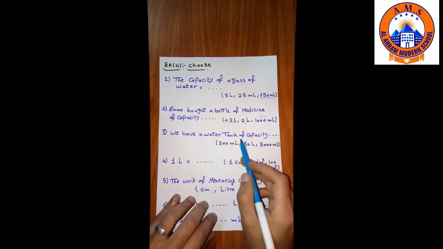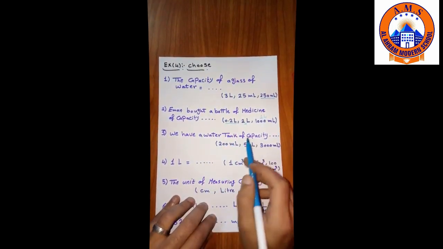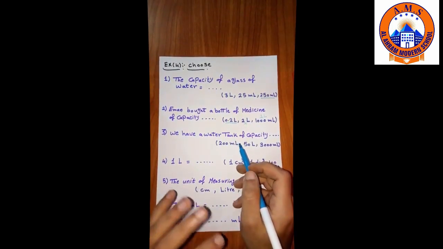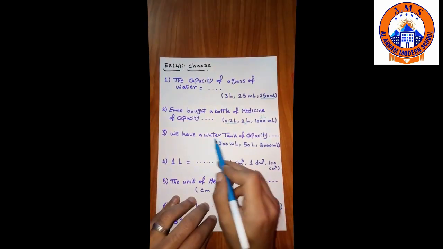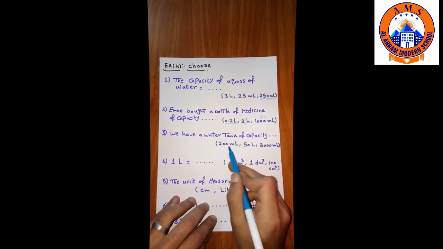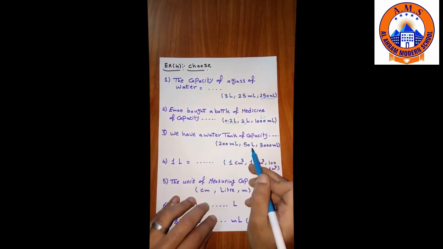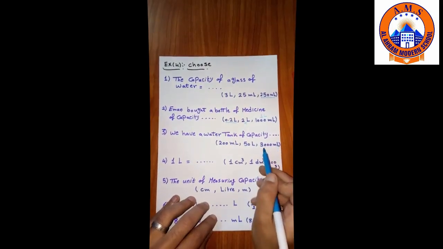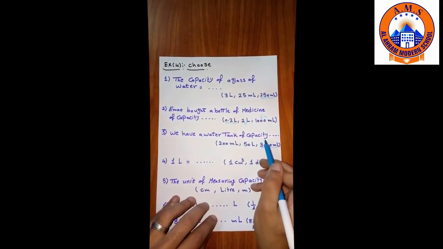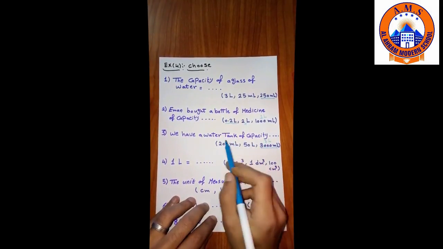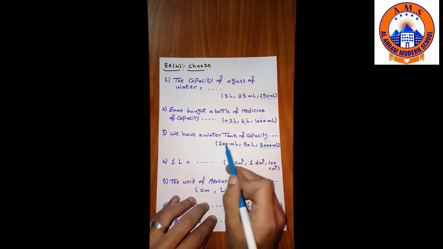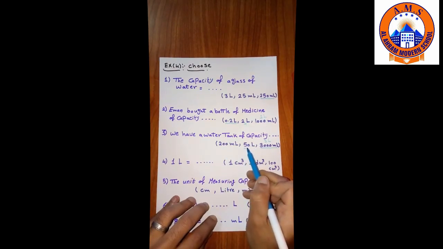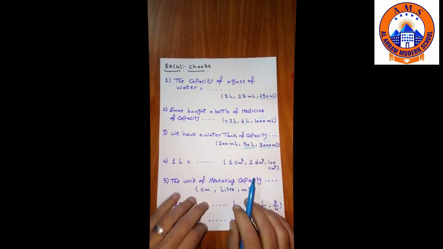We have a water tank with capacity. A water tank, this tank is above the large buildings just in case that there is no water. So the capacity of this tank may be 200 milliliter or 50 liter or 3000 milliliter. This 3000 milliliter is equal to 3 liters. So we didn't put a tank to just fill it with 3 liters or a small amount of milliliters. So the suitable answer is 50 liters.